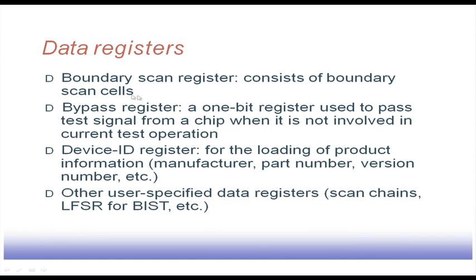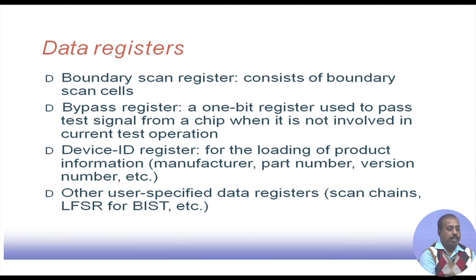So, we will start with the boundary scan register. It consists of the boundary scan cells, then the bypass register. This is a 1 bit register used to pass the test signal from a chip when it is not involved in the current test operation. So, this is basically bypassing the entire chain for a particular chip.